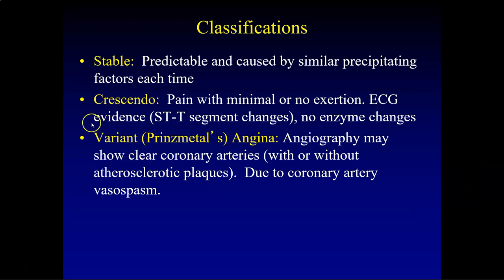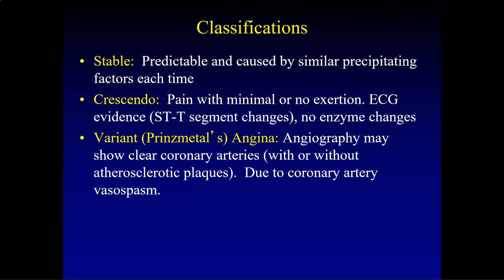It's stable. Crescendo angina: pain with minimal or no exertion. ECG evidence typically is going to fall into the ST-T segment changes. Also, really quick with crescendo, we don't have enzyme changes yet. We can start here, but we're definitely not directly indicating enzymatic change. And if we see that ST elevation or depression, it's something we're definitely going to keep our eyes on. We'll talk about that as well and what those two things mean.